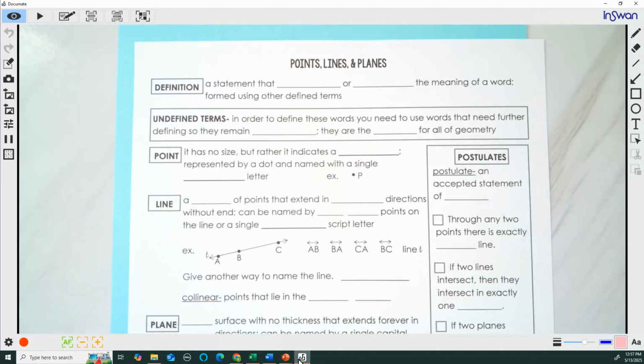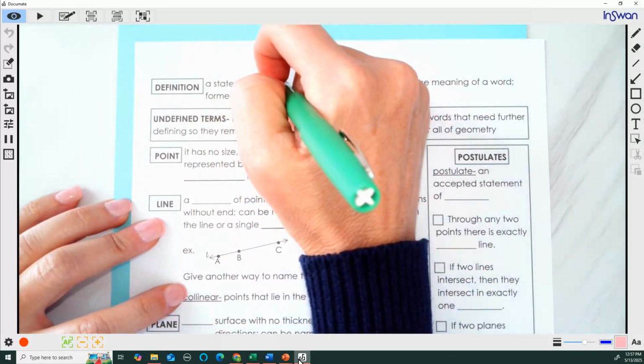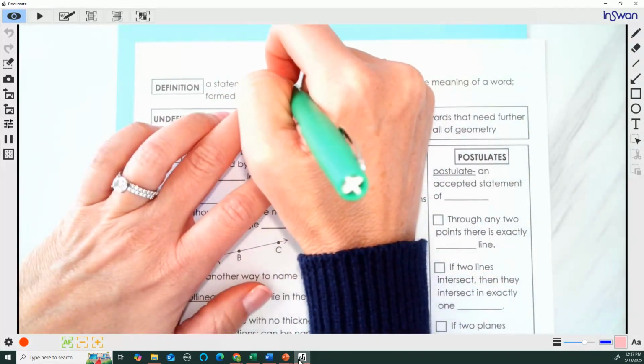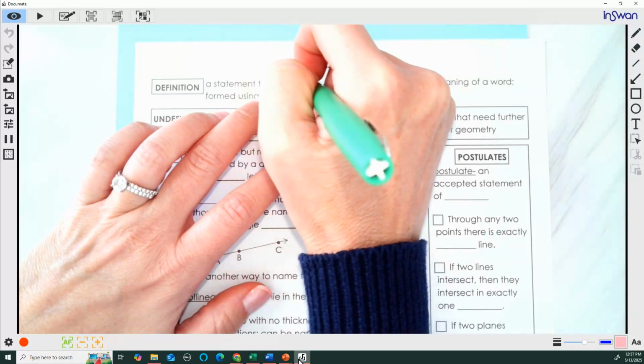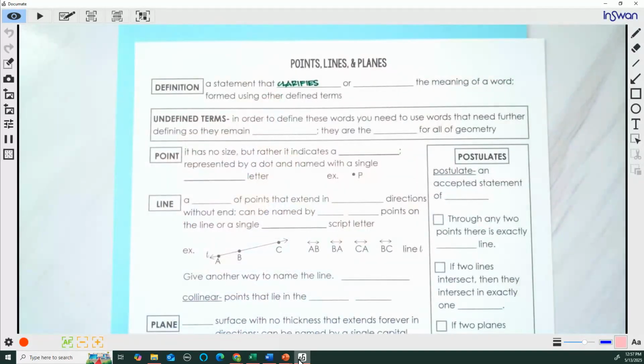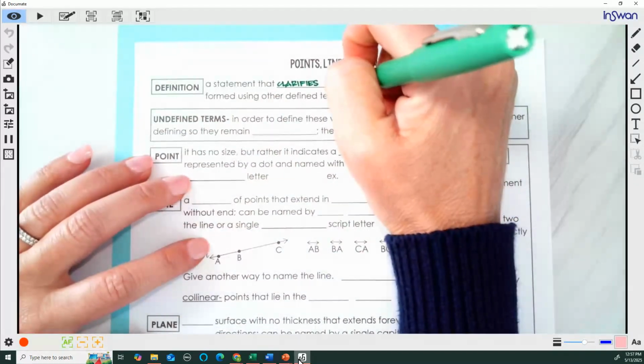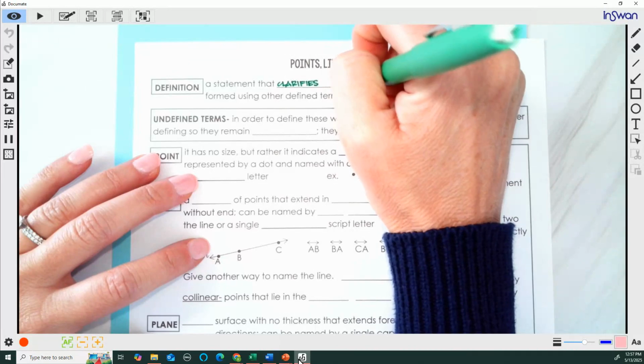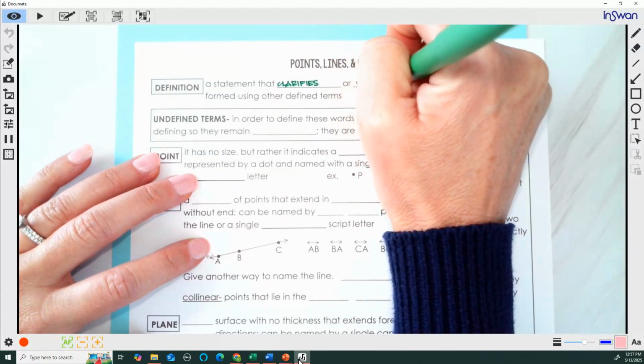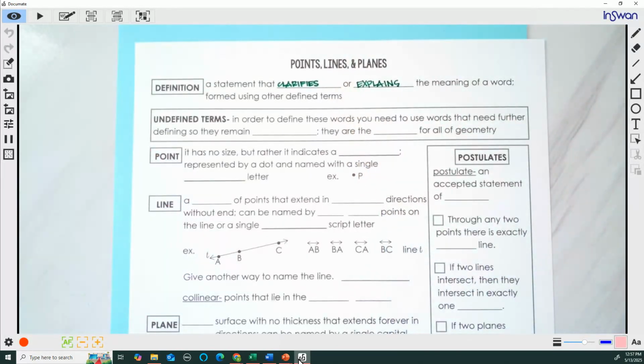Before we can get into points, lines, and planes, we need to know what a definition is so that we can get our basis there. A definition is a statement that clarifies or explains the meaning of a word. It is formed using other defined terms.